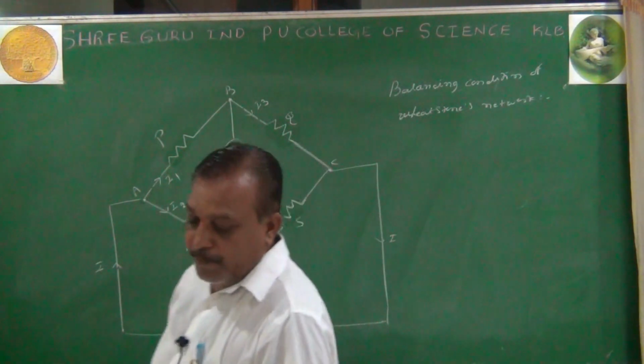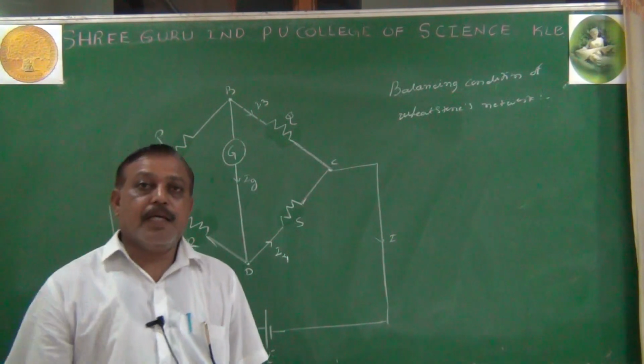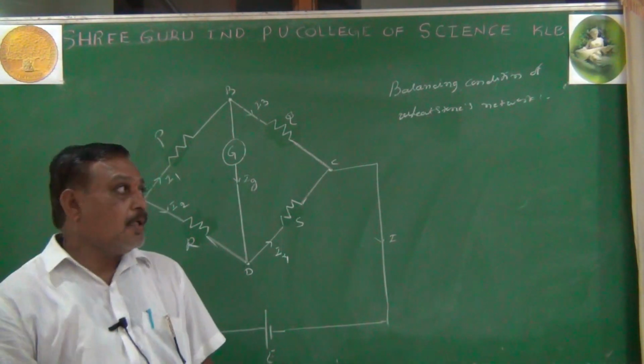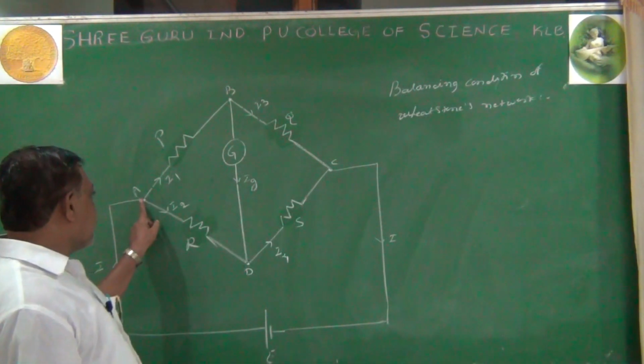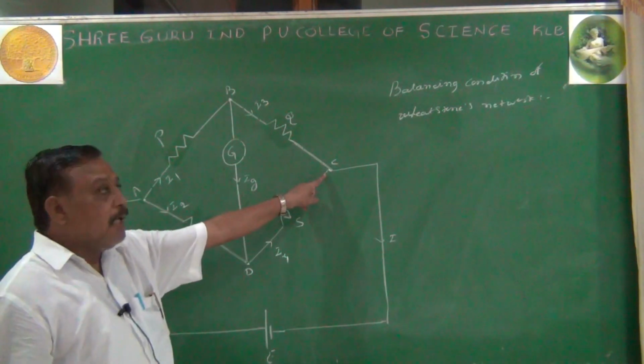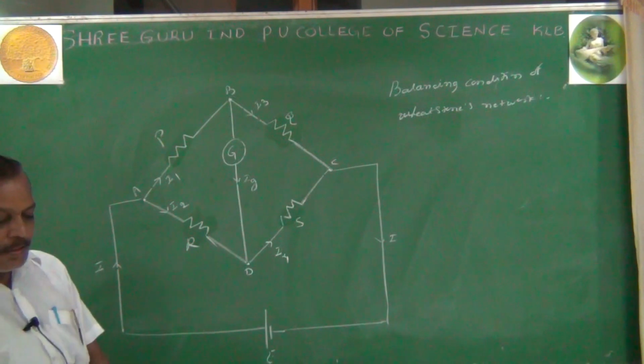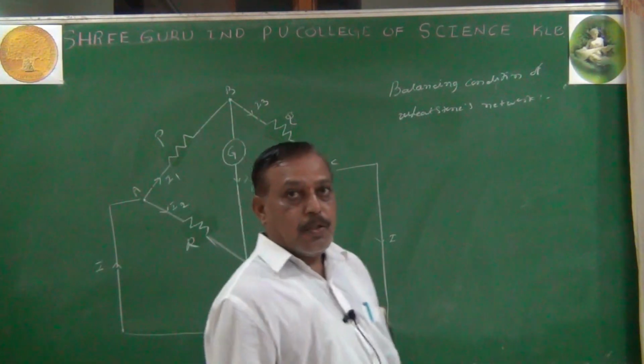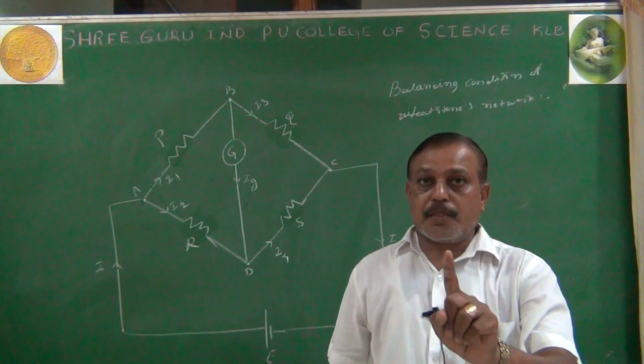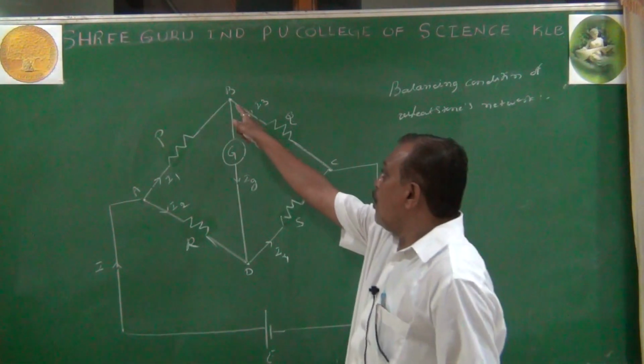Second hint: apply the KVL to the points where the battery is connected, including the galvanometer path. What is the second hint? Apply the KVL to the battery points, including the galvanometer path.